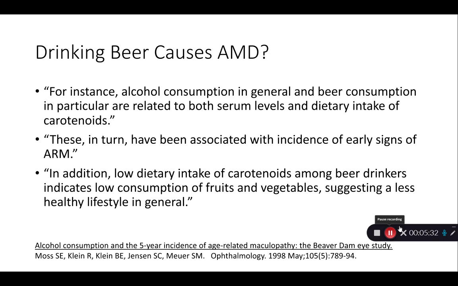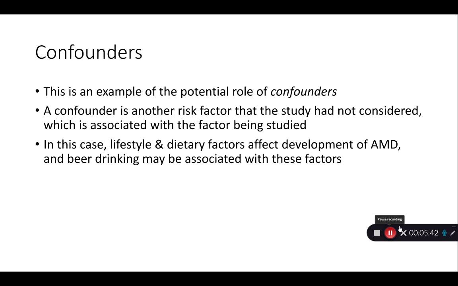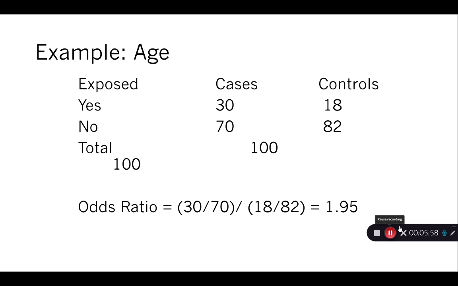And here are some other comments from them. Perhaps people who drink beer have a lower intake of carotenoids or other vegetables. Perhaps there are incidents of early signs of AMD that weren't caught. This is an example of something called a confounder. A confounder is another risk factor for a study that they had not considered which is associated with the factors being studied. In this case, lifestyle and dietary factors affect development of AMD, and beer drinking may also be associated with these factors.